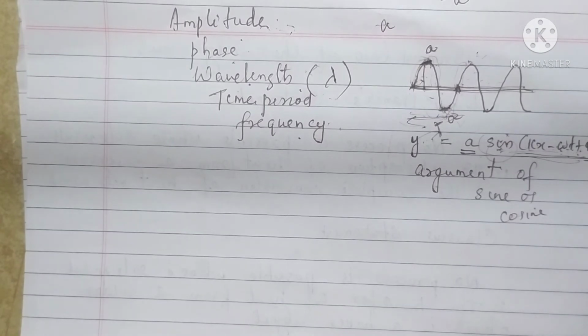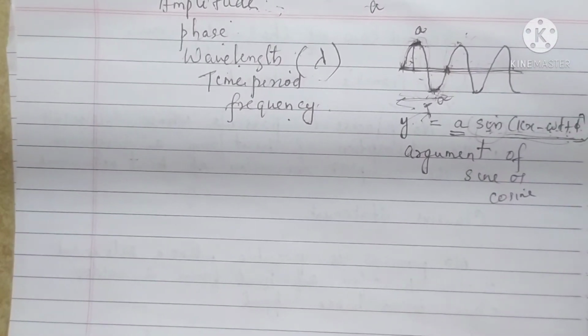So that's all about the terms related to a wave. Now we are moving to the speed of a traveling wave. Okay, how to find the speed of a traveling wave.